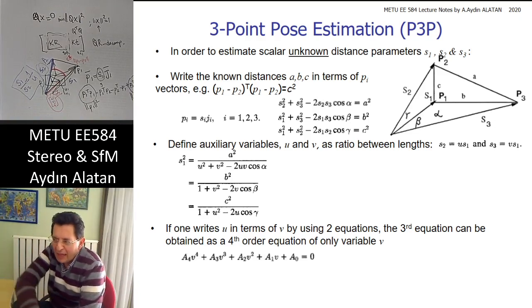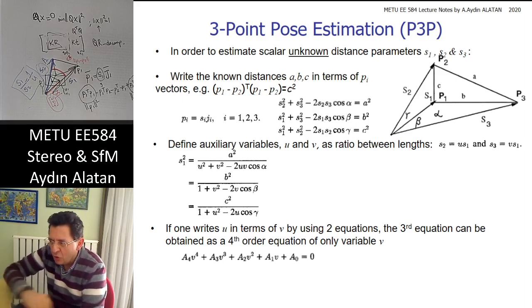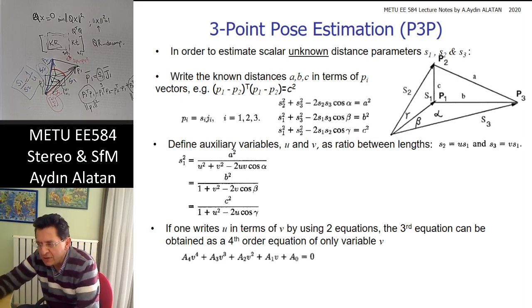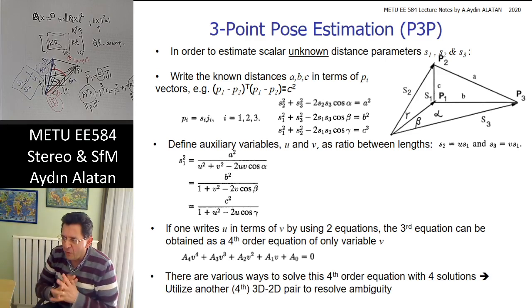At the end, you have A4, A3, A2, A1, A0; they are nothing but scalars. It is a fourth order polynomial, and if you solve it, you will obtain U first, then V, and then you obtain the whole thing at that point. But unfortunately, with fourth order, there are four solutions. You have to utilize one other point.